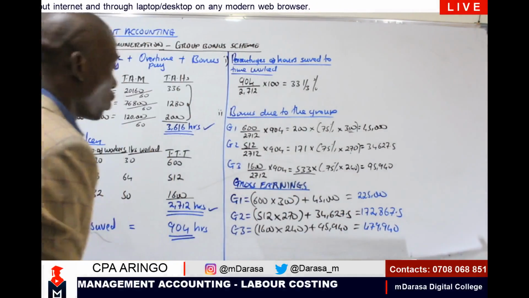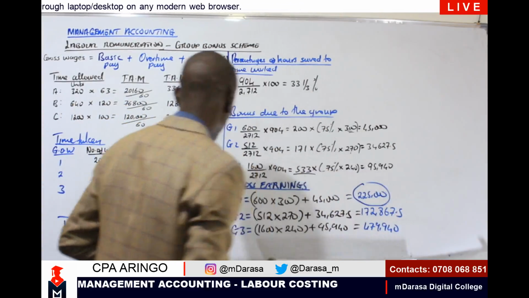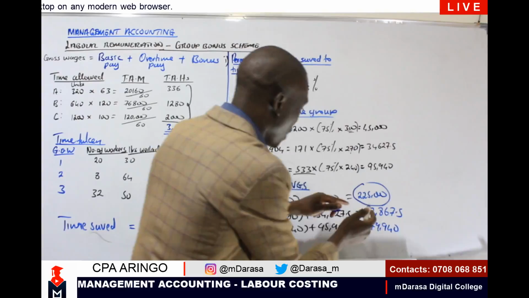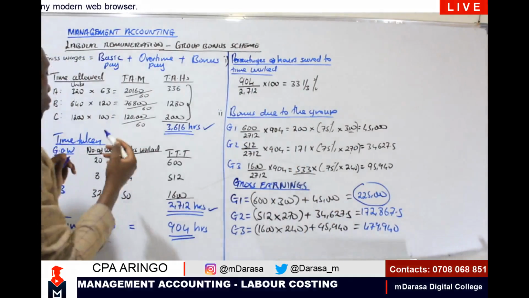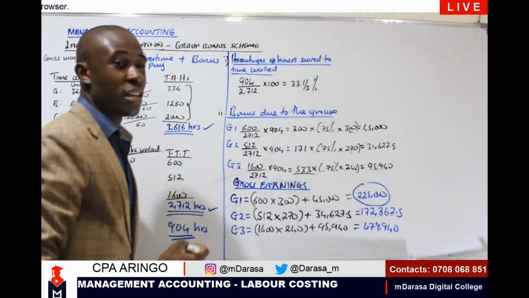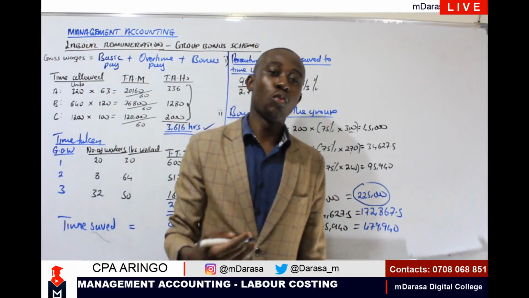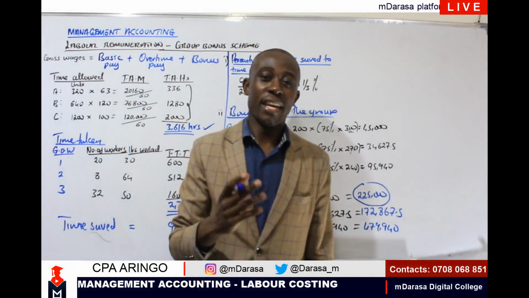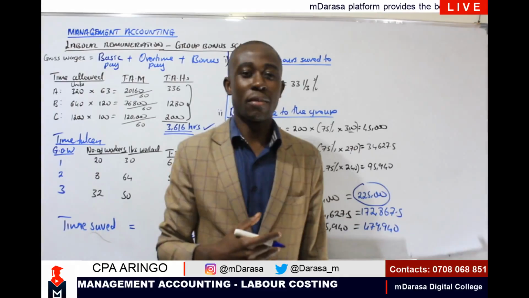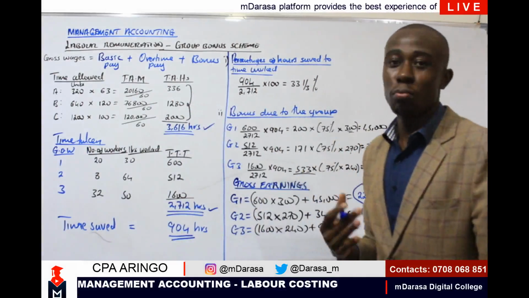In such a scenario, I could have just taken the total and divided by the number of employees in that group. That would have given us the amount of pay for each worker in each group. And ideally, that is how you can work the labor remuneration and group bonus scheme.